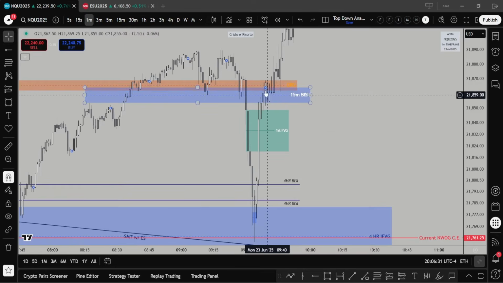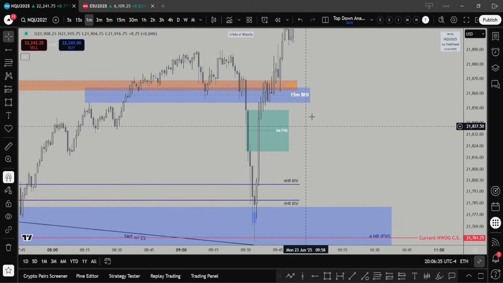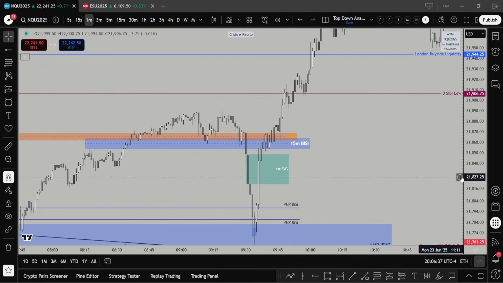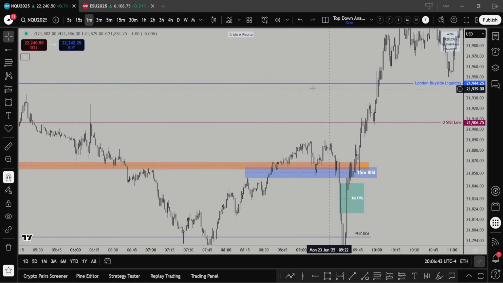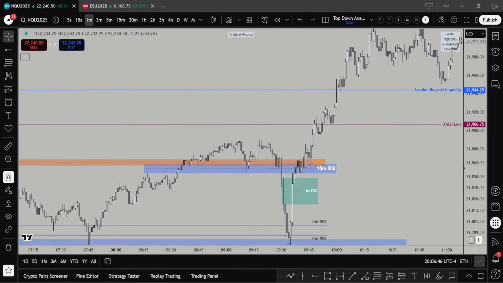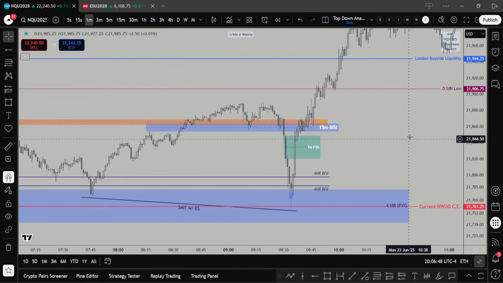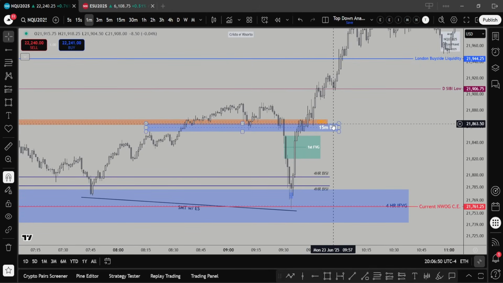Price moves up higher. 15-minute BISI, which now becomes reclaimed. Daily CB low, uses it here as an inversion level, and then we run London buy side. So when you think about all of that narrative behind it, the trade is not that complicated. It's really, really simple.